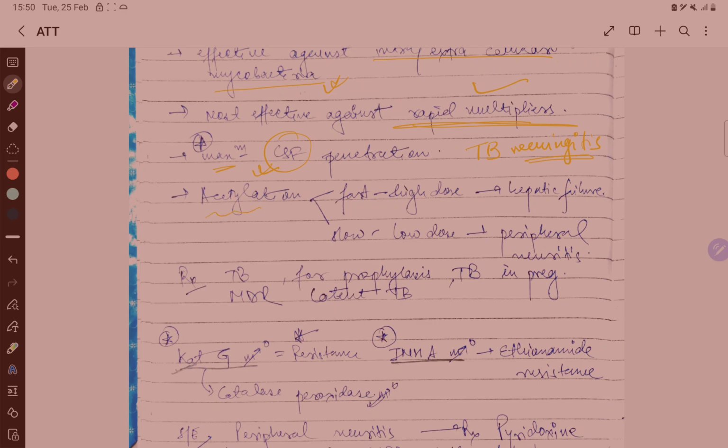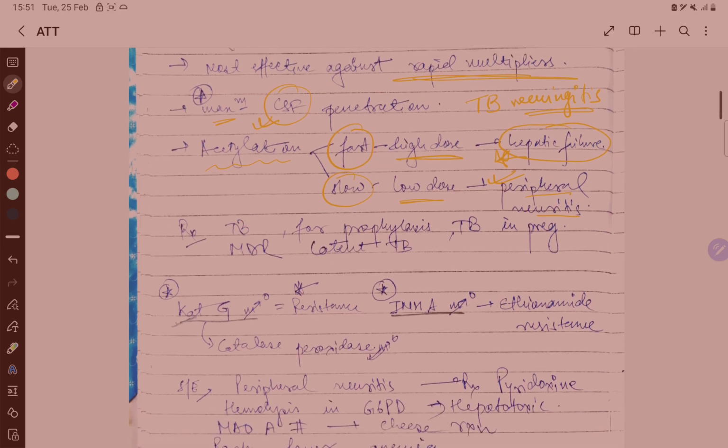Now acetylation is involved in the metabolism of isoniazid. It may be fast or it may be slow. In high dose there is fast metabolism, and in low dose there is slow metabolism. So with fast acetylation it may cause hepatic failure, hepatic injury, and with slow acetylation it causes peripheral neuritis, inflammation of the peripheral nerves.